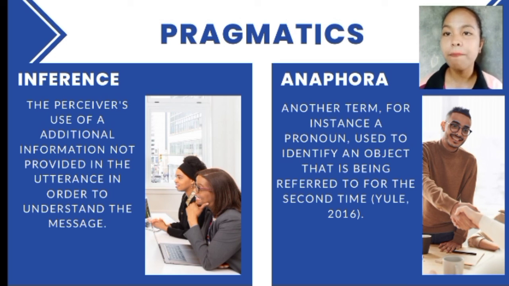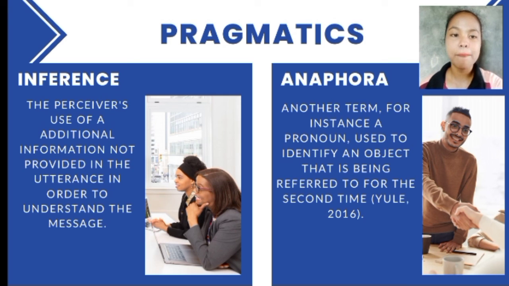And the last type of pragmatics is anaphora, another term for instance, a pronoun used to identify an object that is being referred to for the second time, by Yule 2016. Anaphora is used of an expression whose interpretation depends upon another expression and context. For example, Ina is watching a movie. She enjoyed it. The anaphora is Ina and it changed to a pronoun, she.